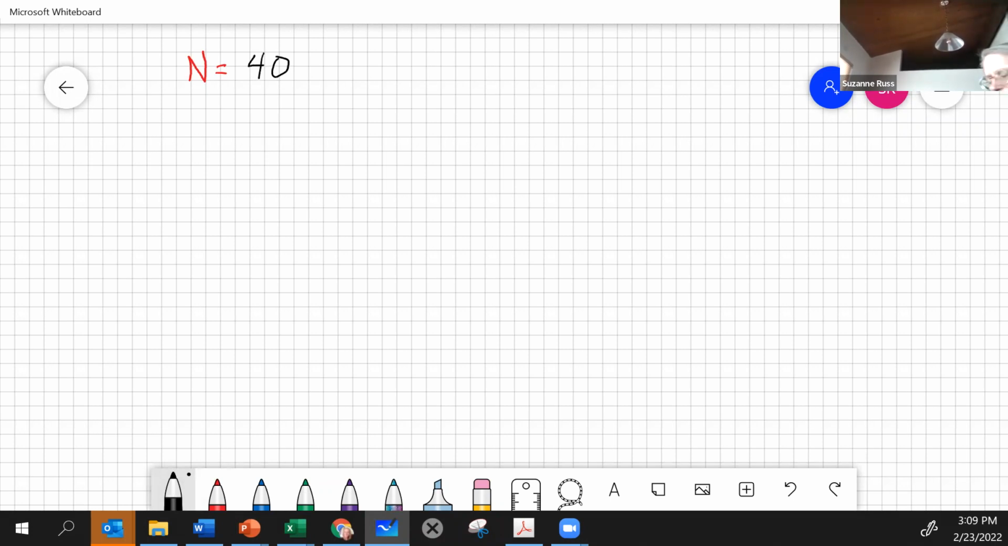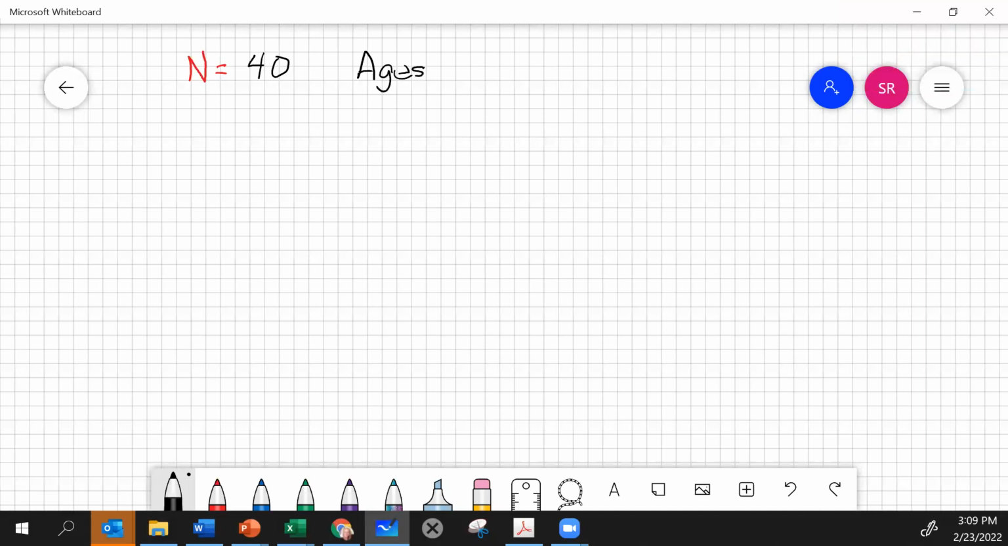And I asked those 40 people what their ages were. Can you see the screen? All right. I asked those 40 people what their ages were. So the variable was ages. It's a continuous variable. And I made a little chart.